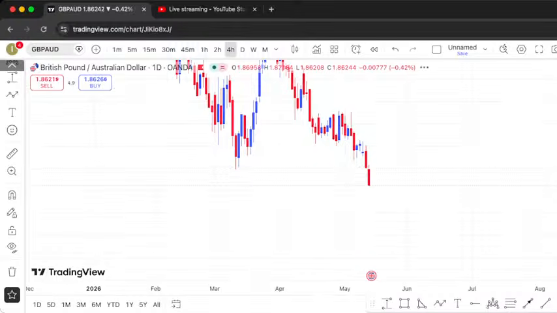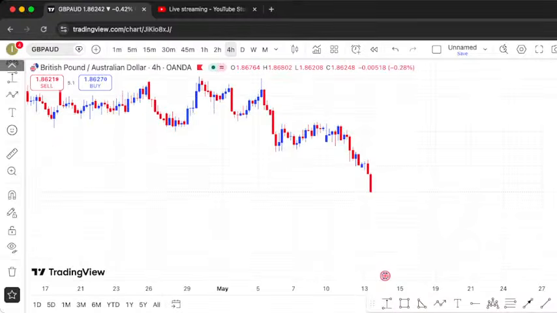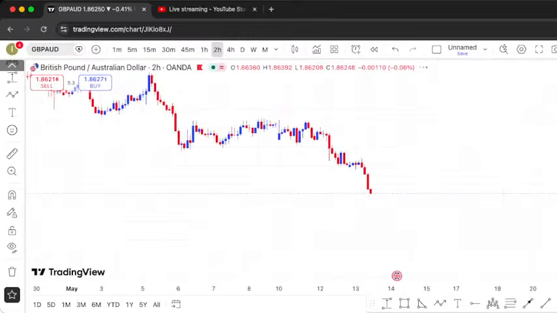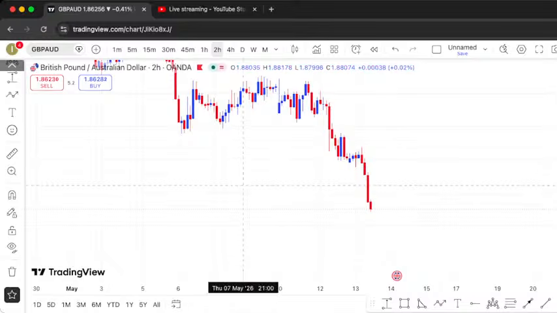So let's go on the lower time frame to find areas of interest. So that's on a 4-hour time frame. Let's go on a 2-hour. So that's the 2-hour time frame on it. So now, what should we do?